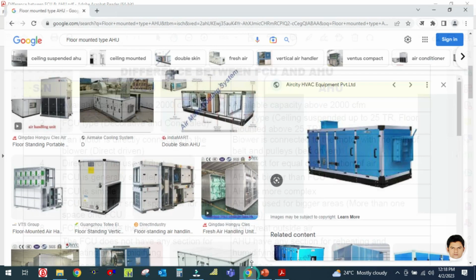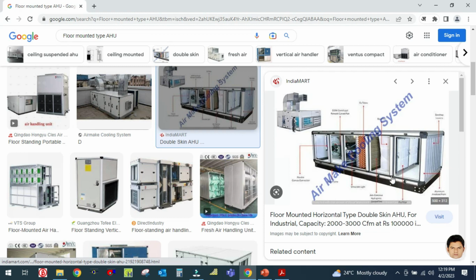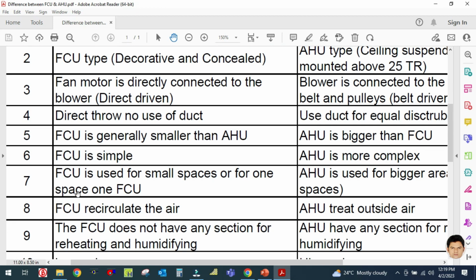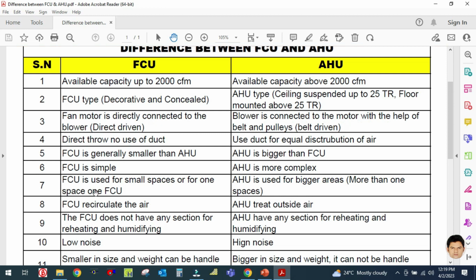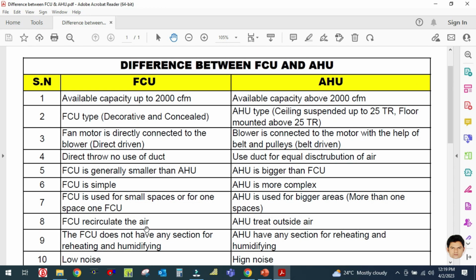So you can see here, this is AHU. How many parts are there inside of AHU? And the seventh difference is fan coil unit is used for a smaller space, one FCU, and AHU is used for bigger areas, more than one space. FCU recirculates the air, AHU treats the outside air. It does not recirculate the air.